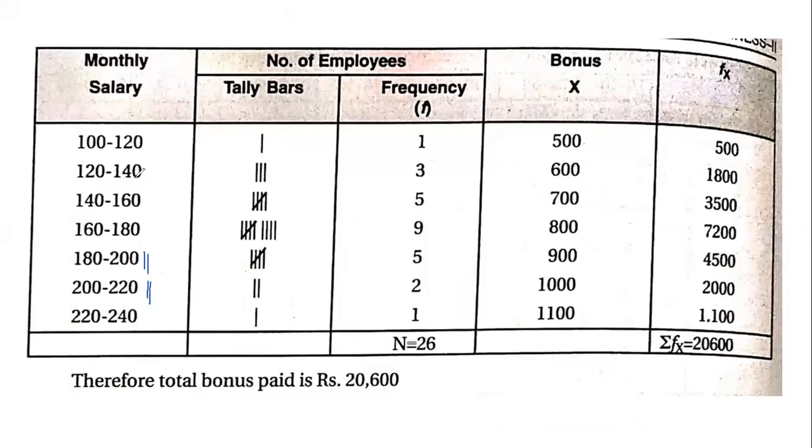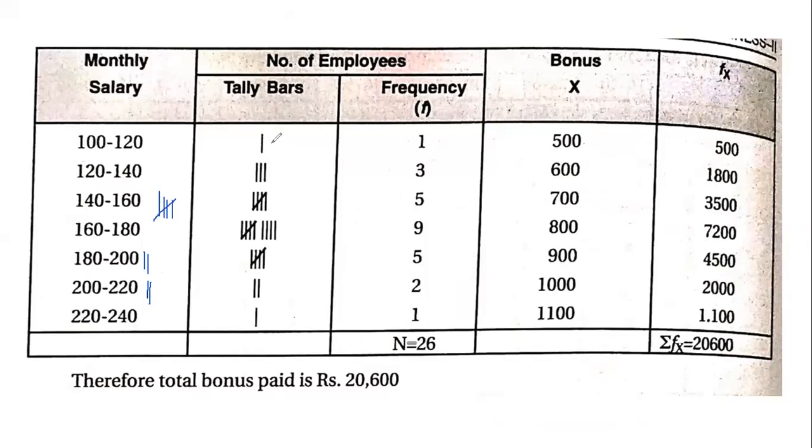Like this, we have to go on and put the tally bars. Now, in the tally bars, once you put four numbers, after counting four numbers, the fifth count will go like this, a cross mark, which we put for the tally bars.